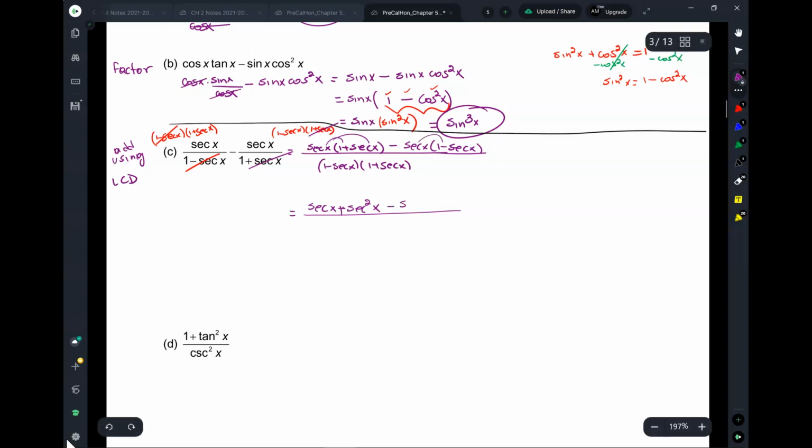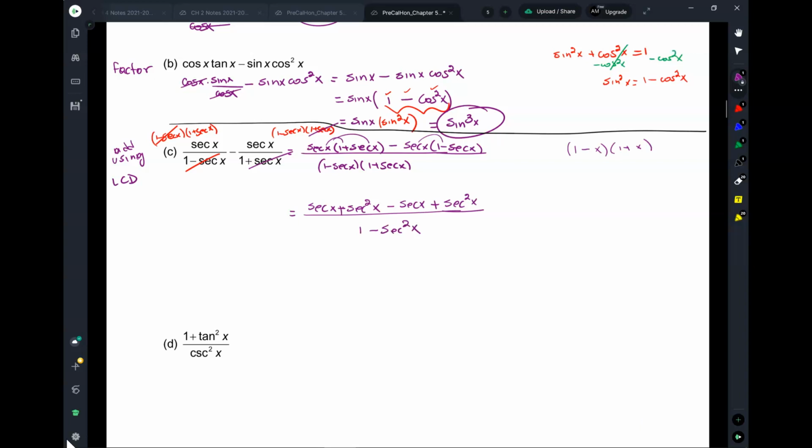Minus secant x plus secant squared x over. Okay, what do we got there? So if you have 1 minus x, 1 plus x, right? A minus b, a plus b, huh? It's the difference of two squares. So you square the first one, you get 1, minus, you square the second one, secant squared x.